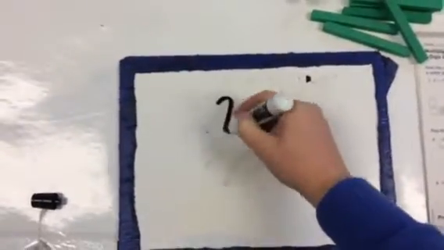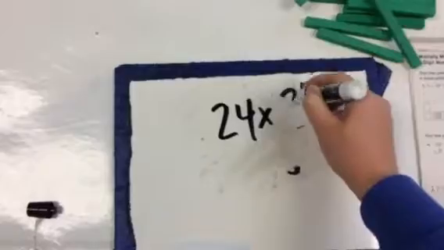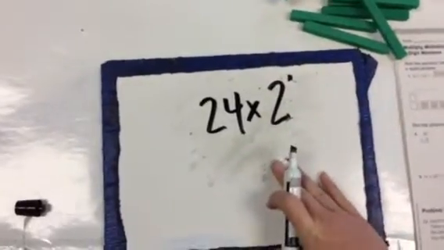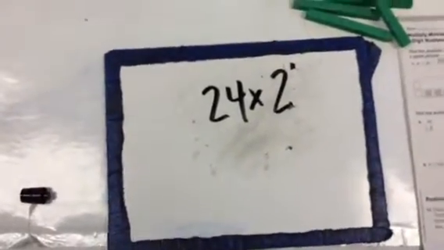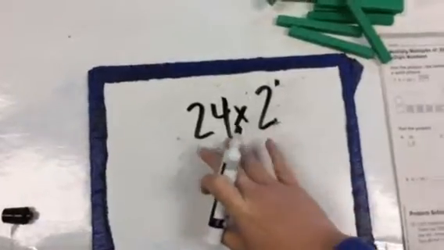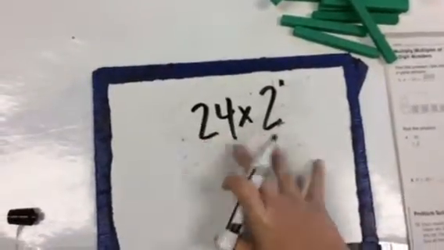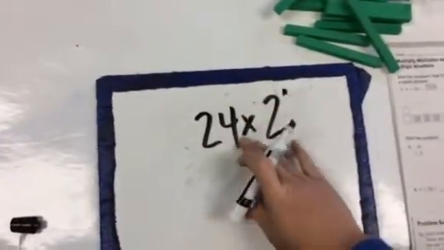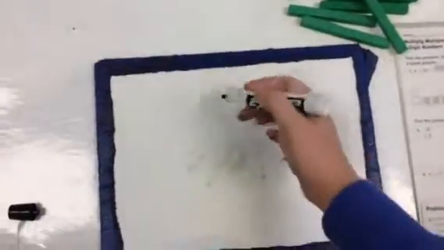Let's try another problem. Let's try 24 times 2. We can't do it, right? Not with that trick. This trick only works for numbers that are multiples of 10. There's no zeros in this problem at all. It's not a multiple of 10. So the trick would not work with this problem.